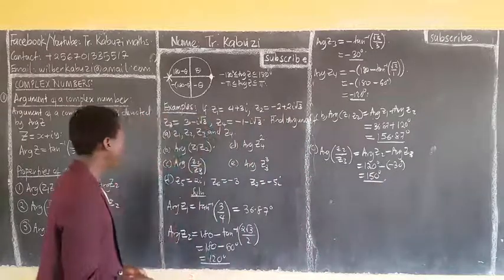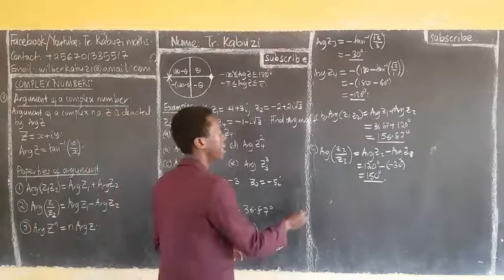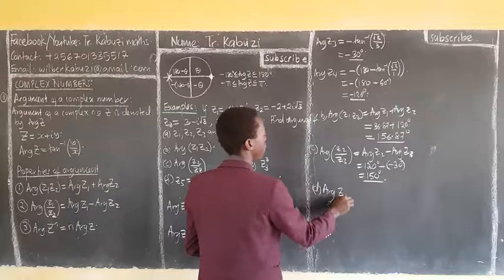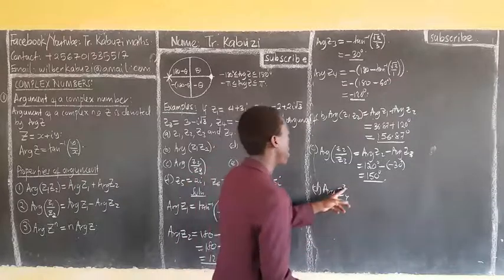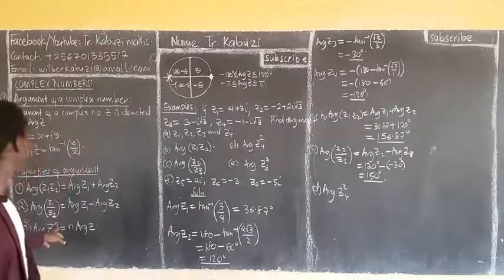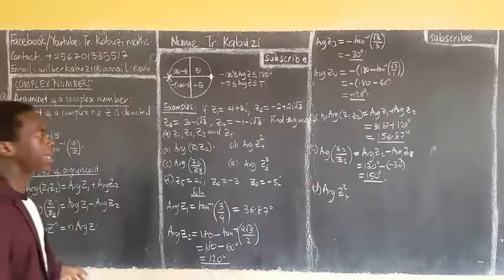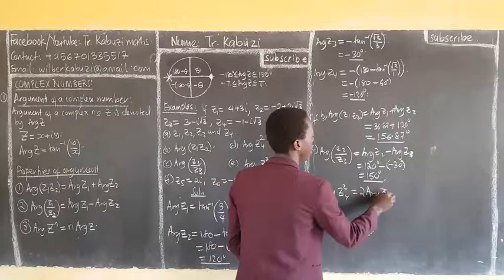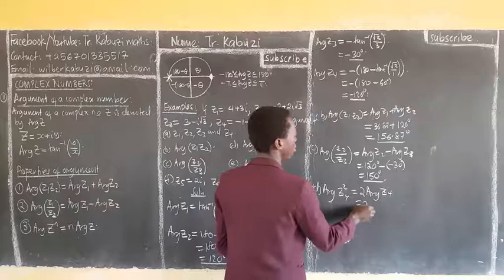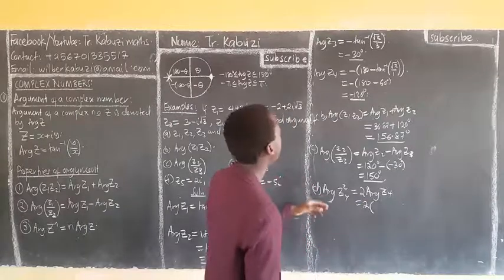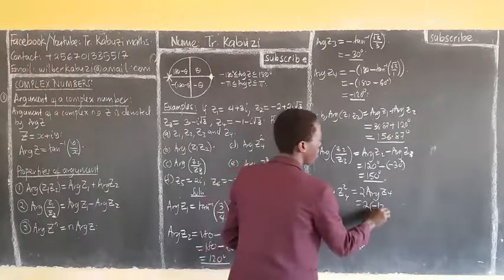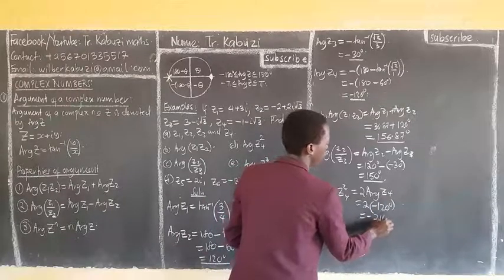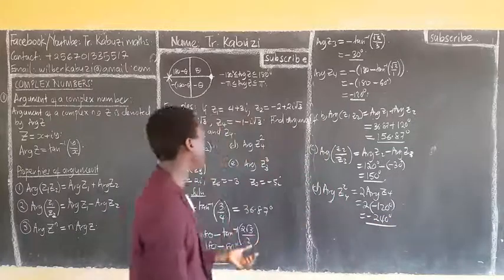When I come now to part D, here they are asking me to get arc of Z to the power 4, times 2. If you have a power, then you apply this property here. You don't want to multiply out the power. So this will be 2 times arc of Z to the power 4. Arc of Z to the power 4 was negative 120 degrees. It is going to be negative 240 degrees. So I think you can handle this one.